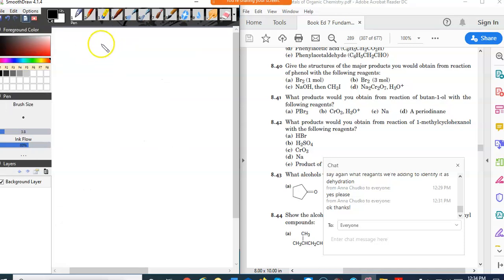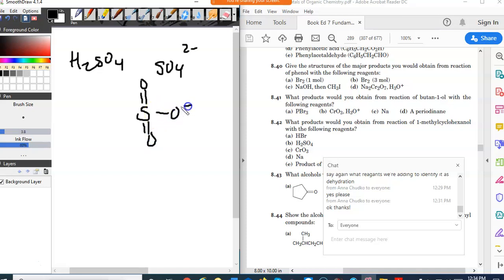Okay, so sulfuric acid is what's called a non-nucleophilic acid because the sulfate ion, SO4 minus, is not a good nucleophile. So let's talk about why this is not a good nucleophile. You might think, well, it has negative charges. Wouldn't that make it a good nucleophile? All right, this is not a good nucleophile.